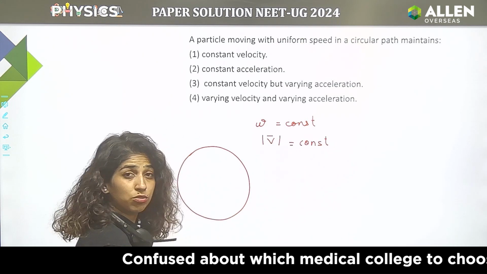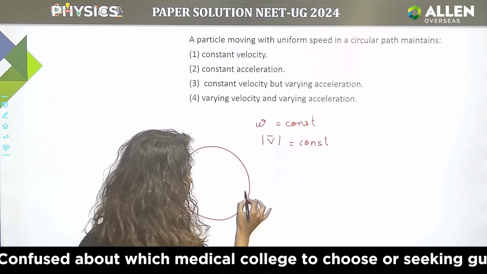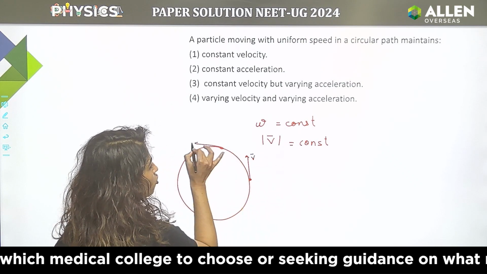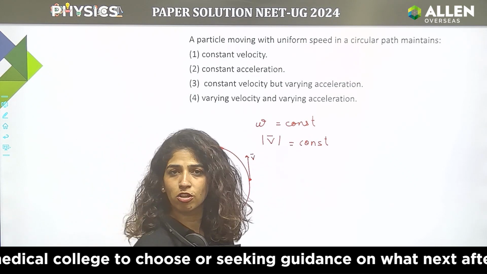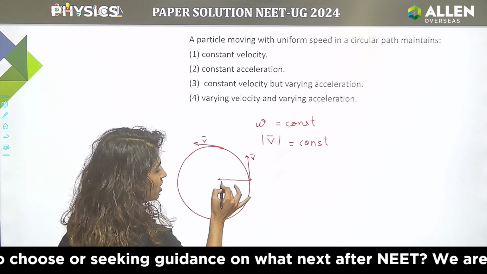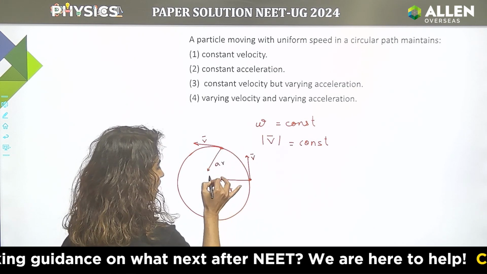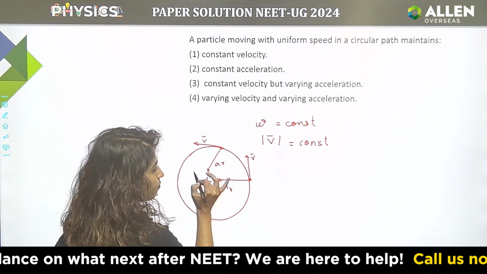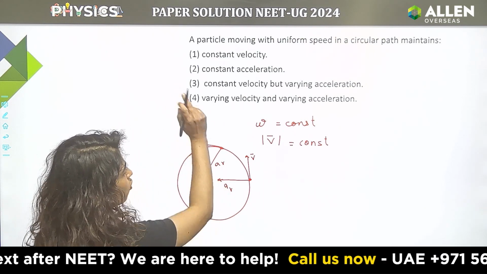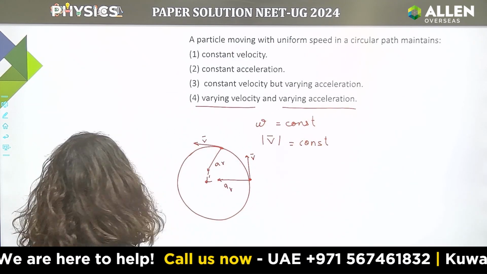But what will happen to the velocity? Velocity is a vector quantity. Since velocity is a vector quantity, at every instant, the direction of velocity keeps changing. So we know, although speed is constant, velocity would be varying. Similarly, since it's UCM, the only acceleration is centripetal acceleration, which would be directed towards the center at any instant, and that's why even the direction of the centripetal acceleration changes. So from the options, varying velocity, varying acceleration would be your answer.